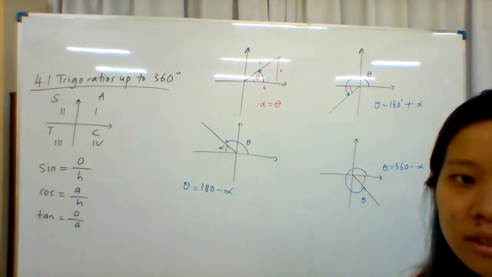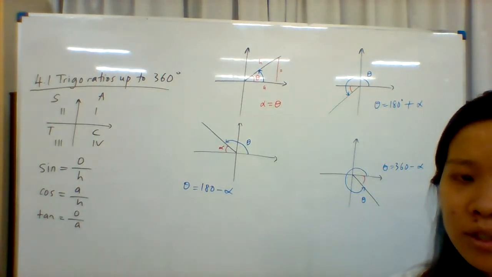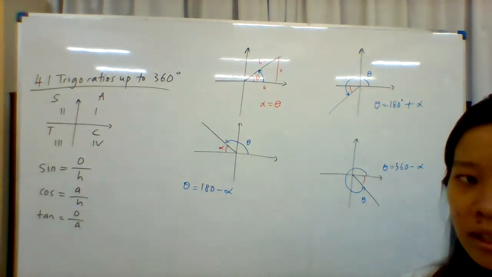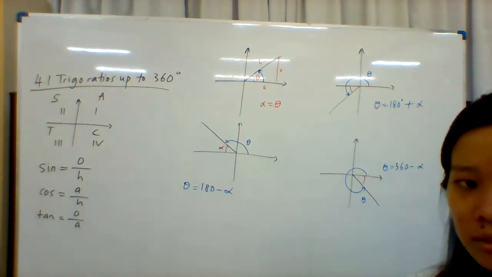Zheng Hong, because there is no basic angle for that. I mean, if it's 270, that will be 90, but then 90 is not an acute angle. Anyway, they won't ask you that.